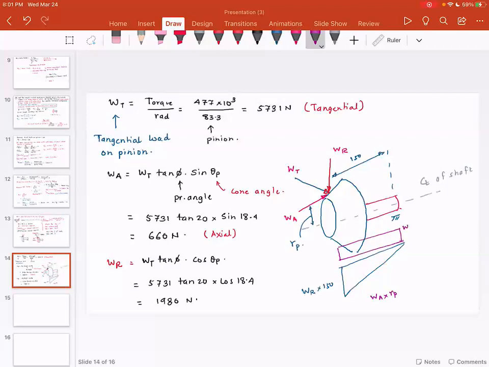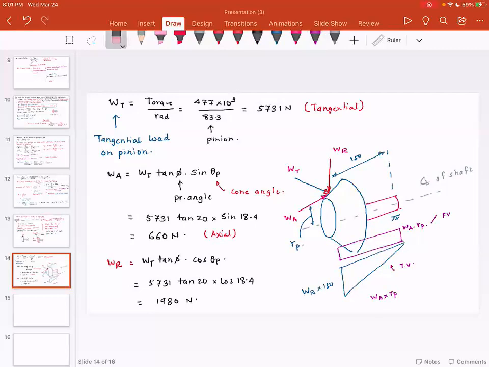So you have WA times RP and WR times 100. Now WA times RP, this bending moment, is constant throughout the bending moment of the shaft. So if you were to look at the front view, this bending moment diagram, if you were to look at the top view.